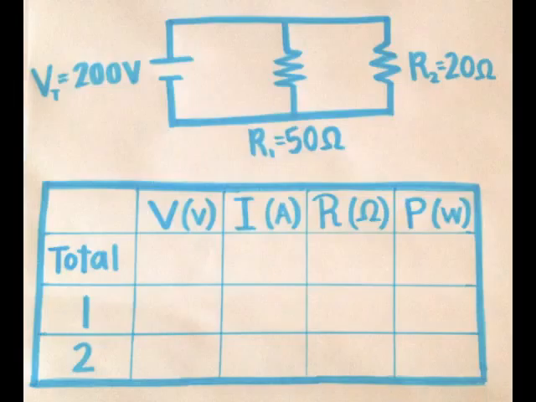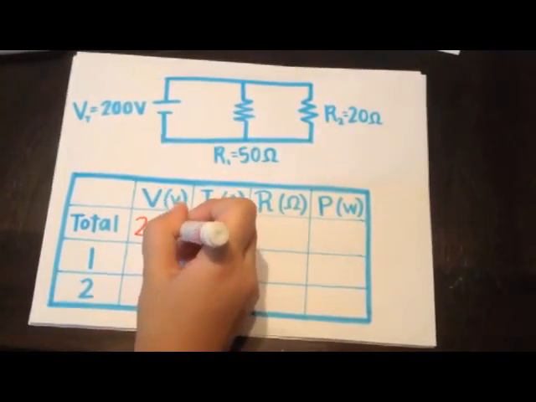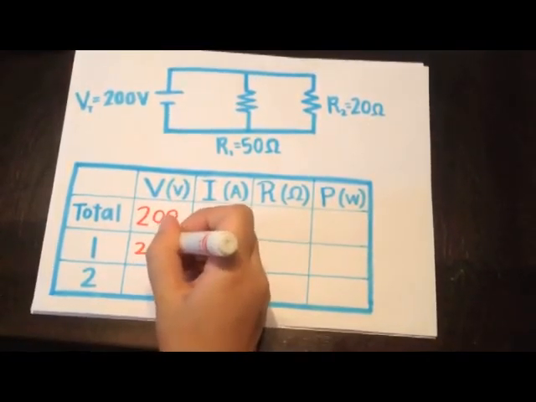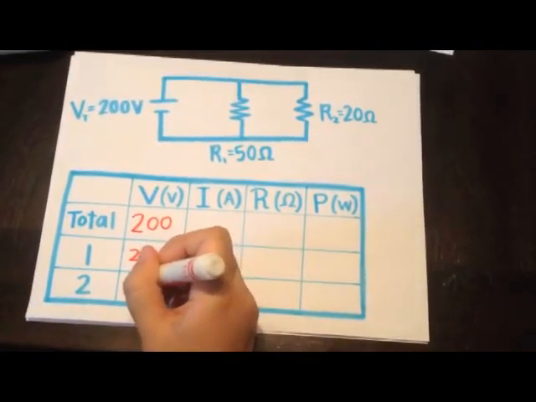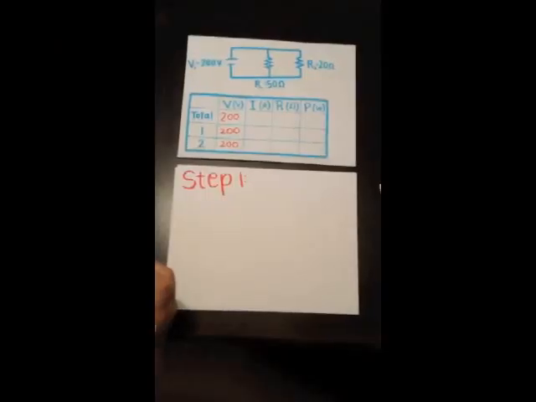Here is a parallel circuit with two resistors. The total voltage of the circuit is 200 volts, and the resistance of the first resistor is 50 ohms, and the resistance of the second resistor is 20 ohms. In our table, the voltage will be 200 volts for each resistor because, like we said earlier, in a parallel circuit, the voltage is equal across each resistor to the total voltage amount.